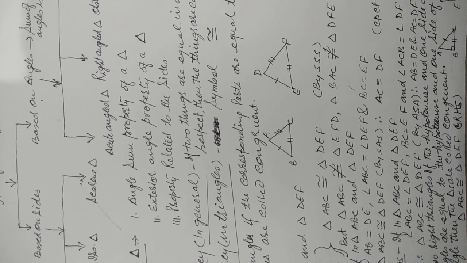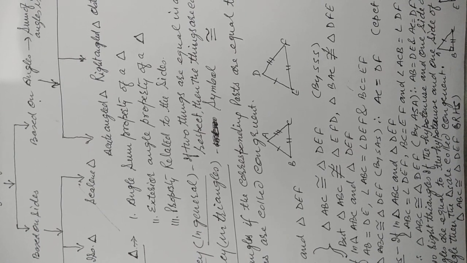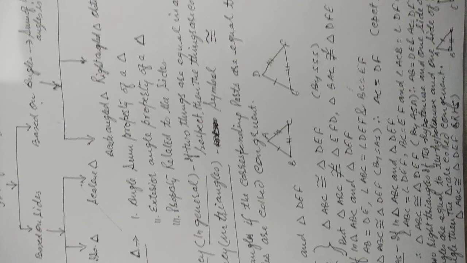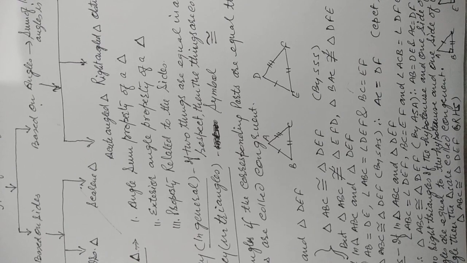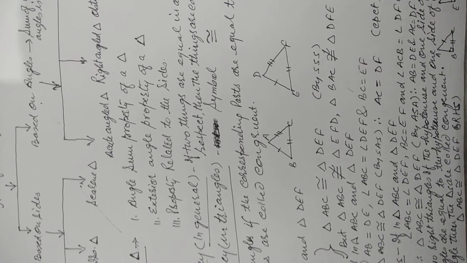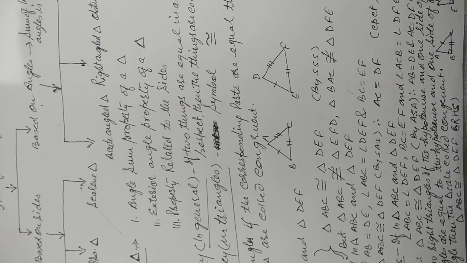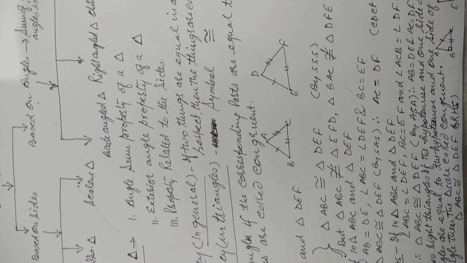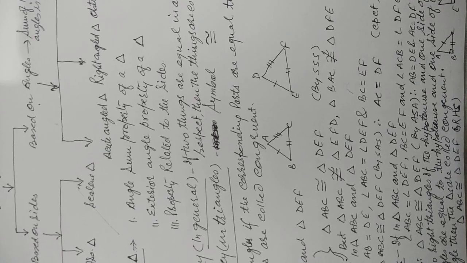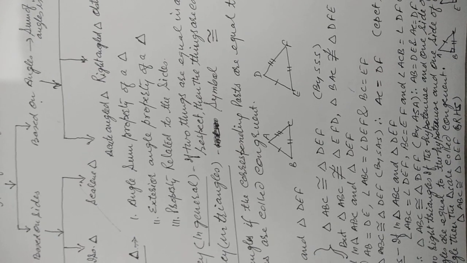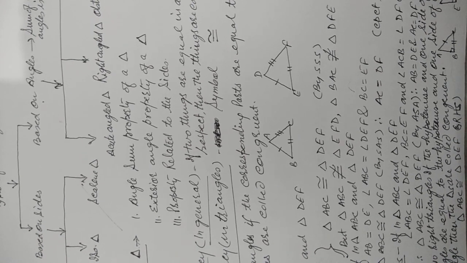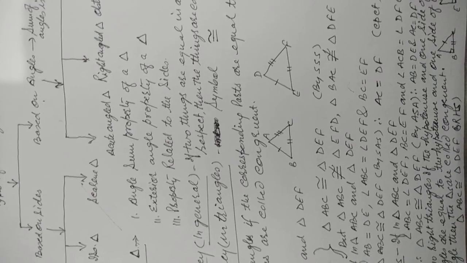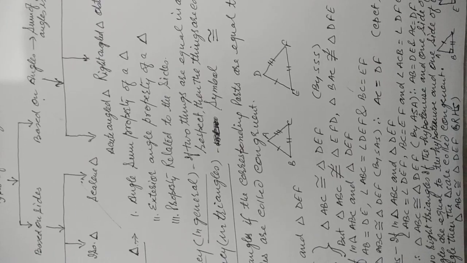Second one is exterior angle property of a triangle. In any triangle, the exterior angle is always equal to the sum of interior opposite angles. And the third one is the property related to the sides. The sum of any two sides of a triangle is always greater than the third side. These things we have just recalled from the earlier classes. You know all these things already.